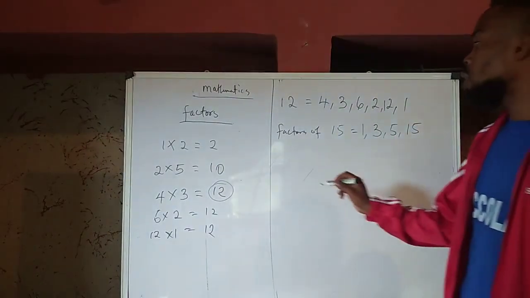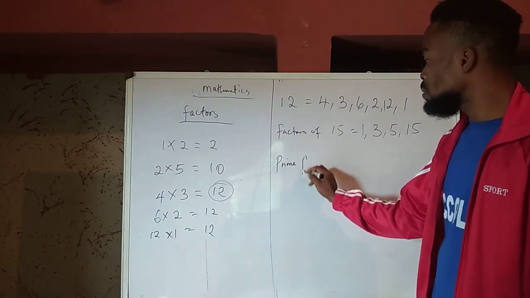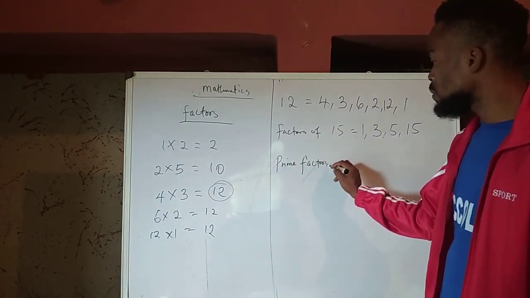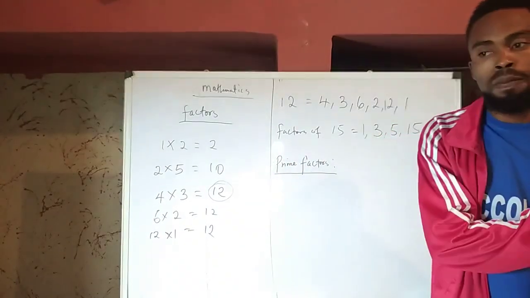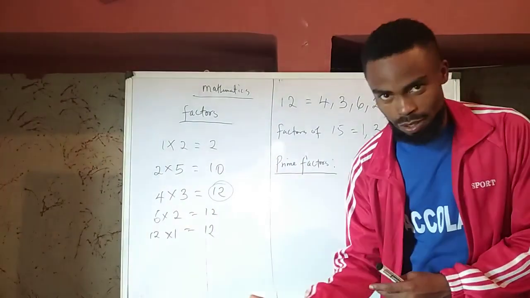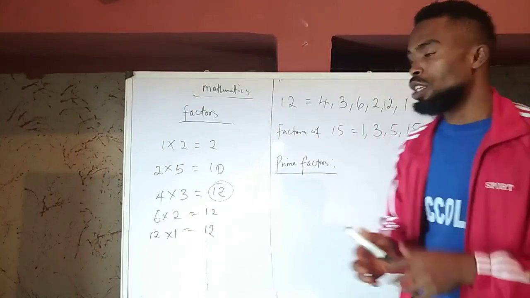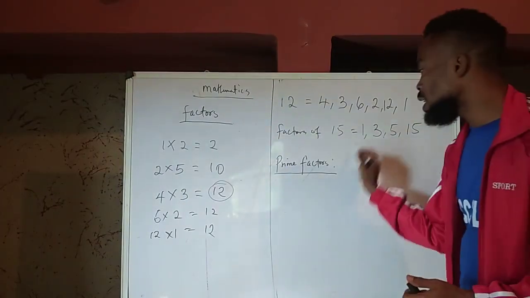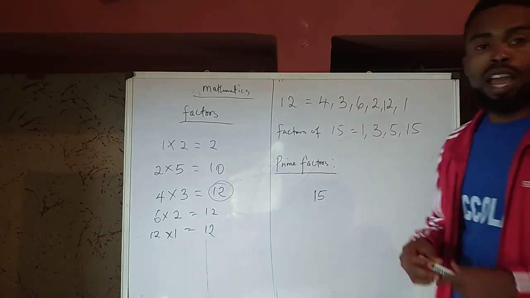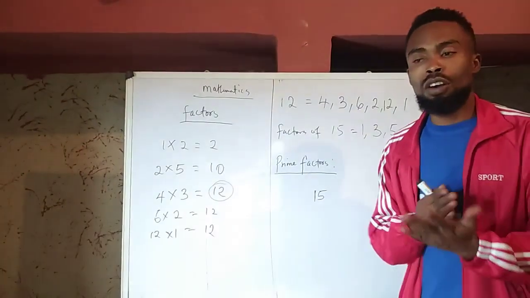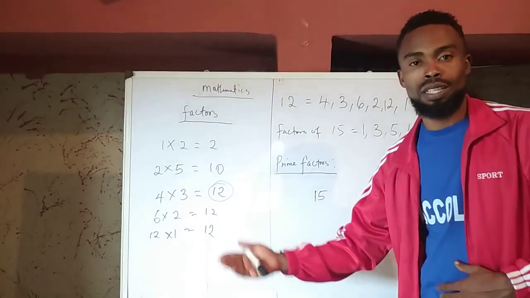Now there is what we call prime factors. Okay, prime factors are factors of a number that are prime numbers. Okay, factors that are made up of prime numbers. For instance, let's use 15. I said prime factors are factors of a number that are prime numbers. We have already talked about what prime numbers are.